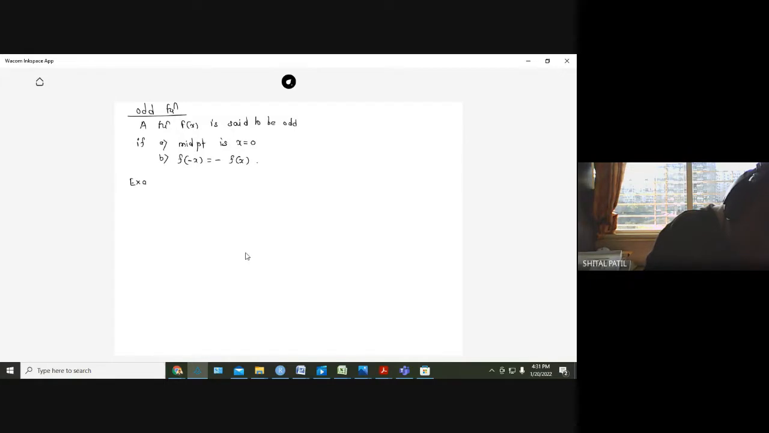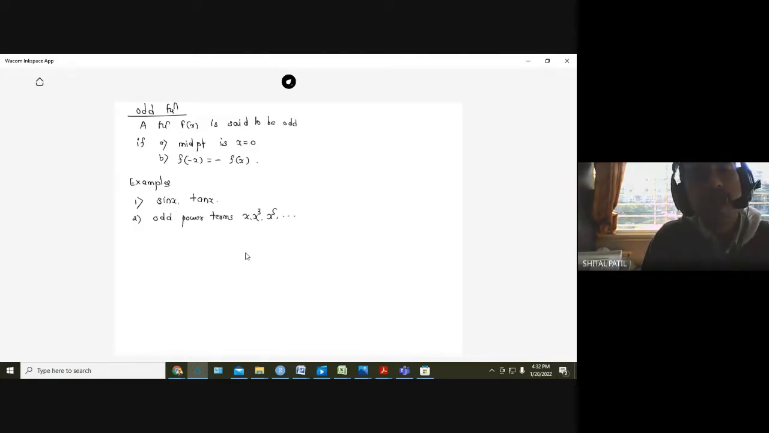Then write down examples. Write one: sin x, tan x. Then write second: odd power terms, x, x cube, x raised to 5, and so on. Okay, then write the graph. For example, y equal to x cube. How is the graph of y equal to x cube? I think everyone knows.